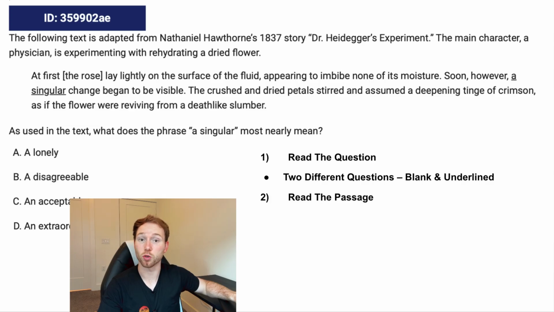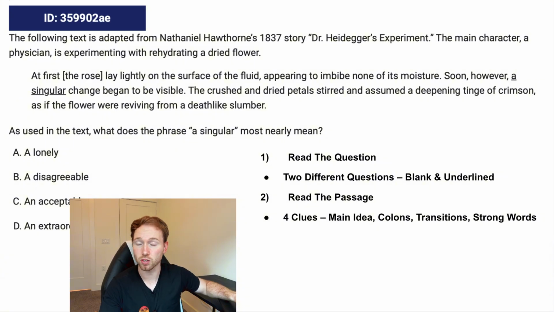The second step is going to be to read the passage. When you read the passage, you want to look for the 4 clues. This is going to be the overall main idea of the passage, transitions used in the passage, a colon if it were used, and then strong words as well. So let's go ahead and do that.